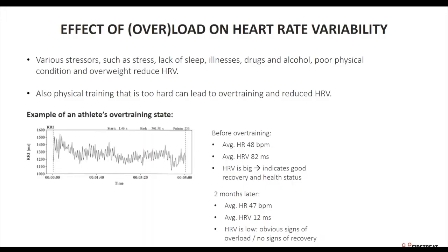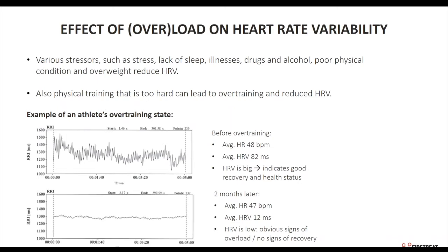It's an example of an athlete's overtraining state. The top graph here that you can see is a 5-minute resting test. The athlete was lying down and breathing normally. Their average heart rate was 48 beats per minute, average heart rate variability 82 milliseconds, meaning the variation between beats. The graph is going up and down in a seesaw pattern. That's a sign of strong heart rate variability, and indicates good recovery and a good health status.